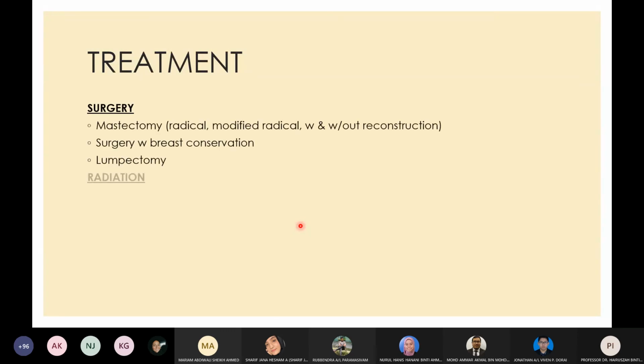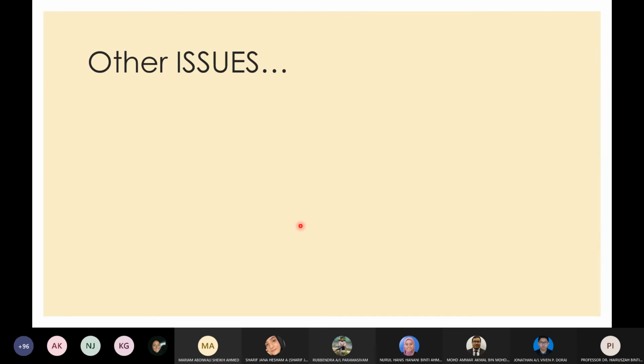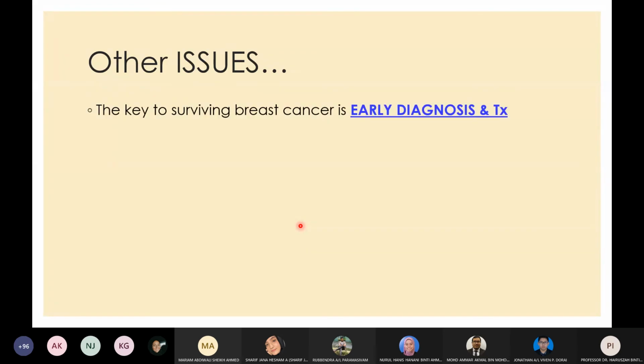Okay, we'll not talk about surgery, treatment. Okay, this is how you do it. Just bear in mind there are other issues when you deal with cancer of the breast. Prognosis is excellent if the diagnosis is made early and you treat immediately. What happens sometimes in practice, you get a patient diagnosed at an early stage, but the challenge is the patient refuses treatment.